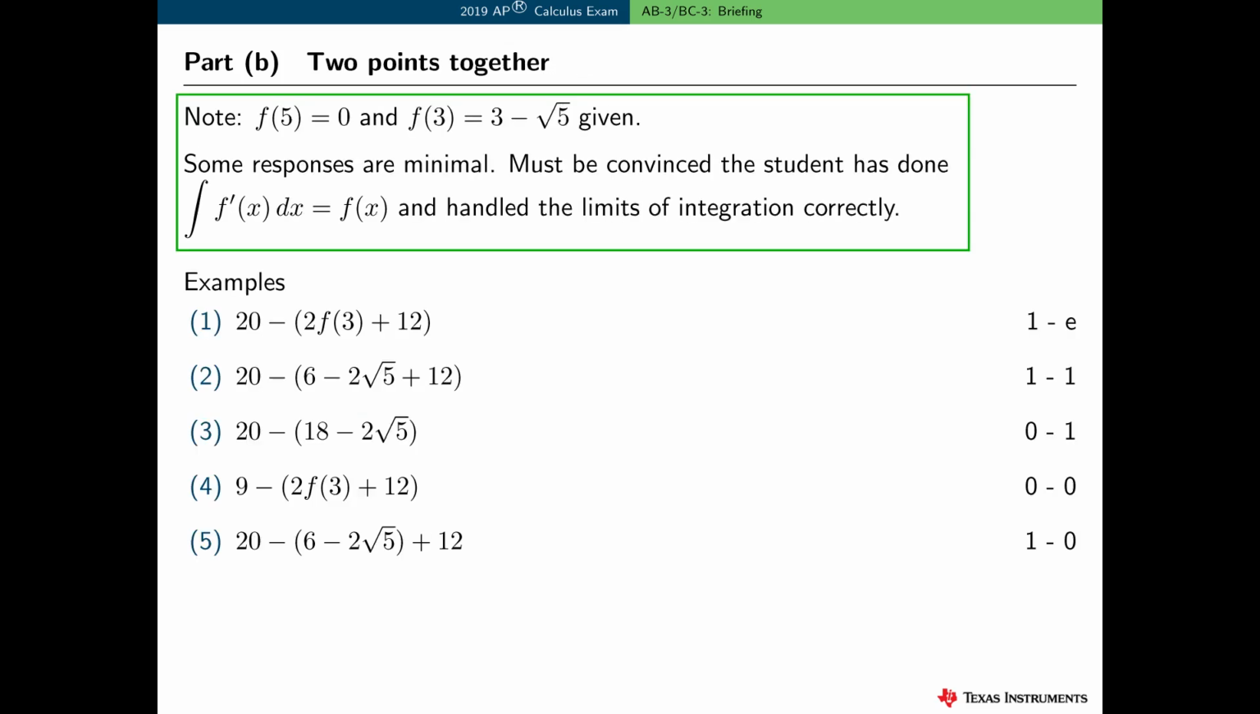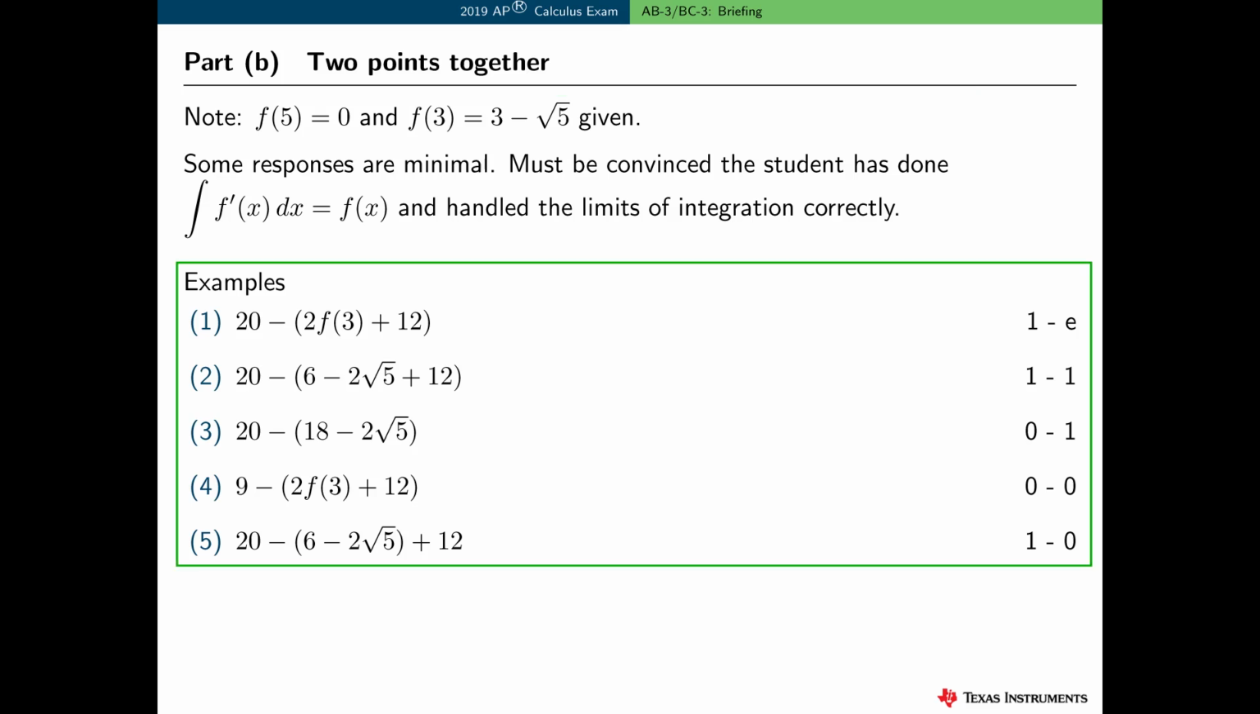It is possible for the student to earn both points in Part B by writing one minimal expression. Remember that f of 5 is easy to read from the graph, and f of 3 was given in the statement of the problem. In these minimal responses, we must be convinced that the student has correctly handled the integral of f prime of x and the limits of integration.